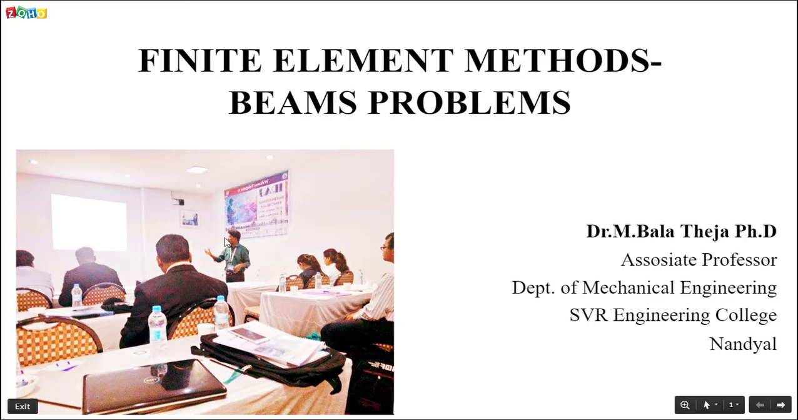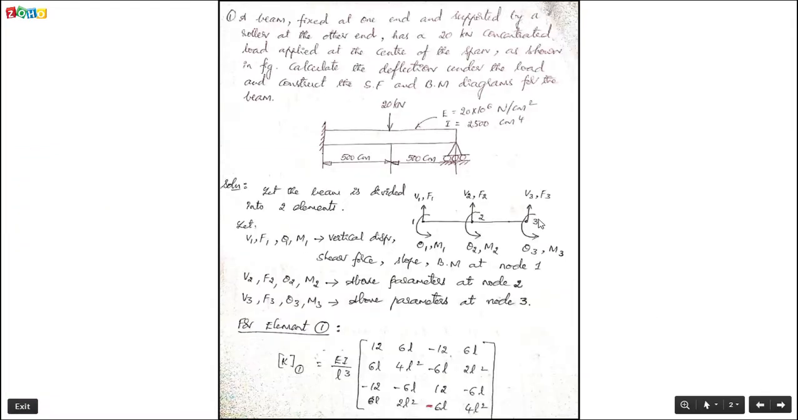See here, the problem looks like a beam fixed at one end and supported by a roller at the other end. It has a 20 kilonewton concentrated load applied at the center of the span as shown in the figure. Calculate the deflection under the load, and construct the shear force and bending moment diagrams for the beam.